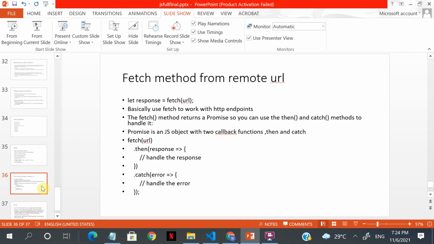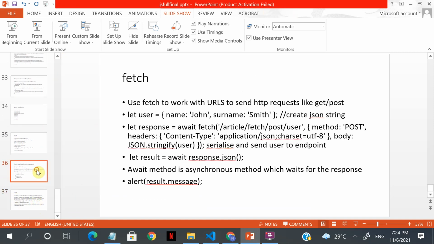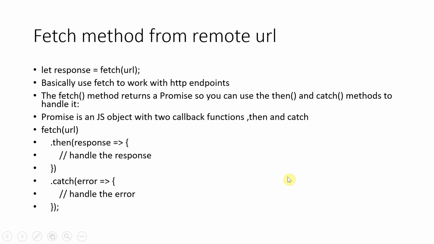Next, we have a couple more topics, two more topics. The most important topic here is fetching from a remote URL. We have already seen the promise object. Whenever you send a request to an endpoint from JavaScript, like an HTTP request, you can use fetch to connect to the endpoint. The fetch method will return a promise object. The promise object contains two methods: one is .then and .catch, to handle the response and the error.